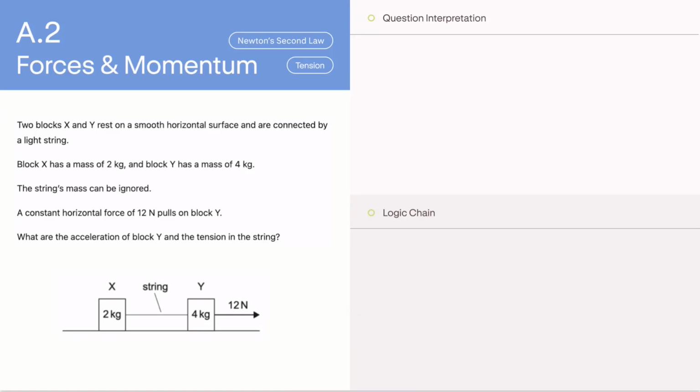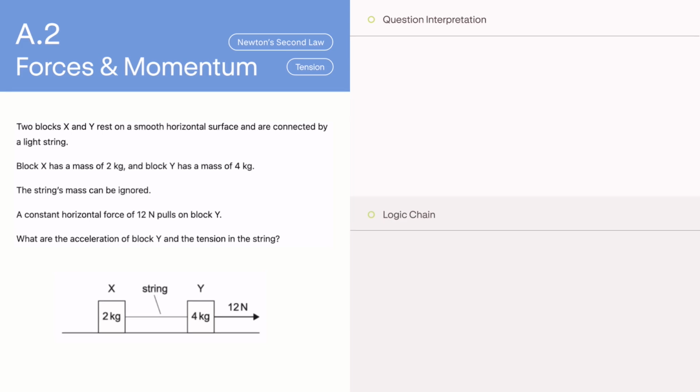This is a medium-level Newton's second law problem. The question involves two blocks connected by a string, and this tricks many students. Take a moment to try the question on your own first before we go through it together. Okay, let's break it down.